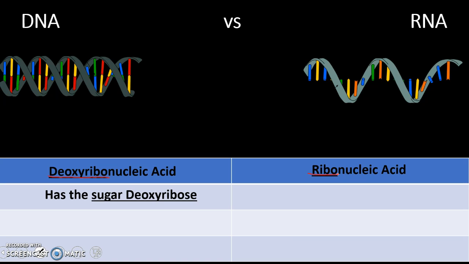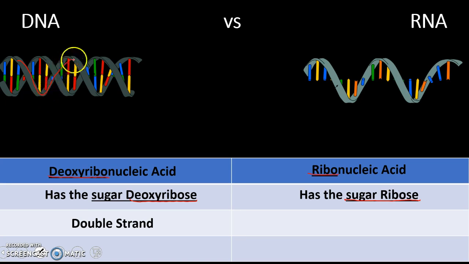So the first difference is DNA has deoxyribose, and that's in its backbone. And RNA has the sugar, just ribose. And that helps to make the backbone of RNA. DNA is a double strand. So if we look at this image, DNA is two-stranded, and RNA is only a single strand. It's only one strand. Okay?